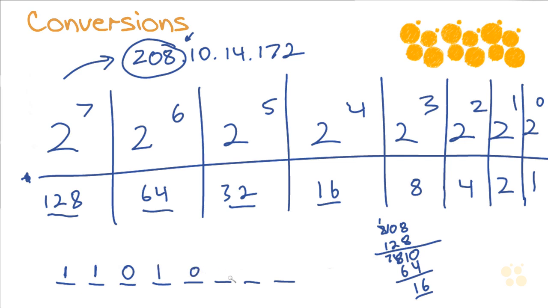We can't take 8 from 0. We can't take 4 from 0. We can't take 2 from 0. We can't take 1 from 0. So I propose that 208 converted into binary is 11010000.